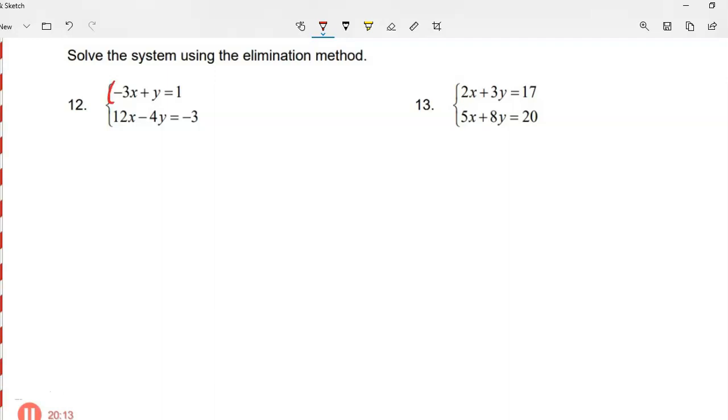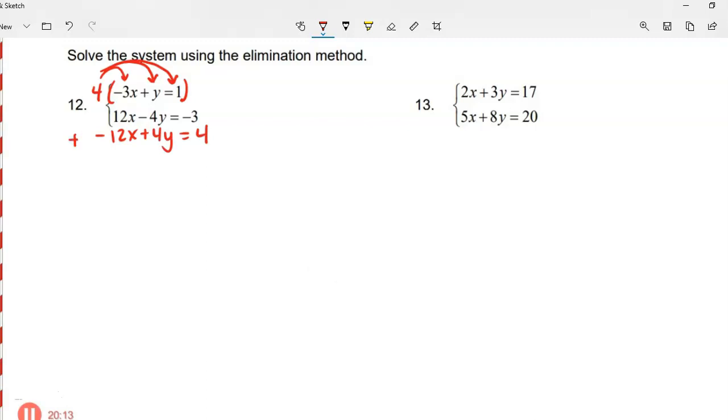So I'm going to take this top one, and I'm going to multiply by 4, because again, I want a -12x. Now I'm going to do the distributive property to every term, even back here to the constant. And then I'm going to rewrite this right below. So this becomes -12x plus 4y, and then I get equal to a 4.